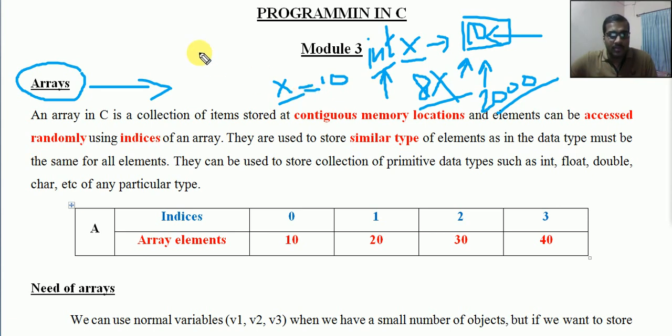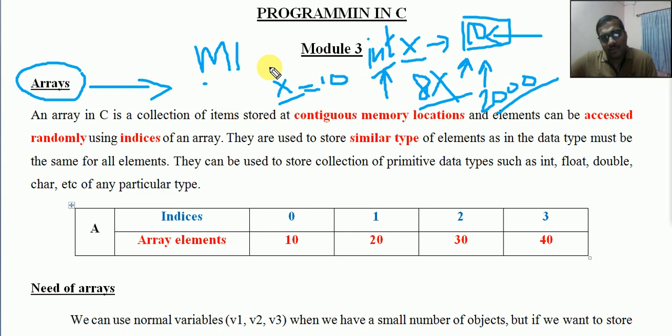Now assume that you want to store a number of values. For example, I need to store the marks of 100 students. M1 is the mark of student 1, similarly M2, M3, M4, etc., up to M100. I need to declare 100 different variables, M1 up to M100. Now if I want to calculate the total marks, I need to do an arithmetic operation from M1 up to M100: M1 plus M2 plus M3.